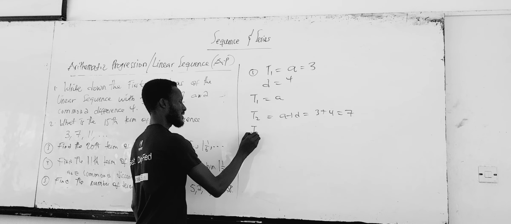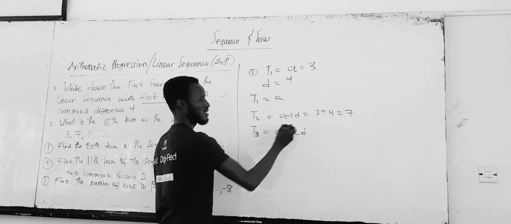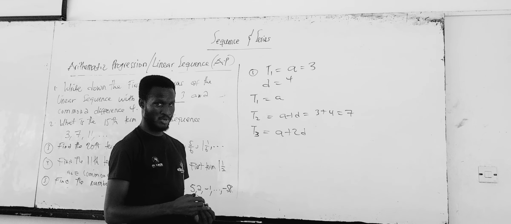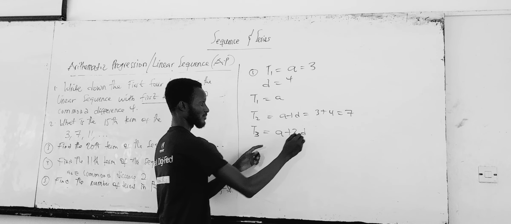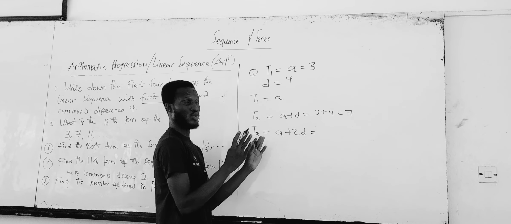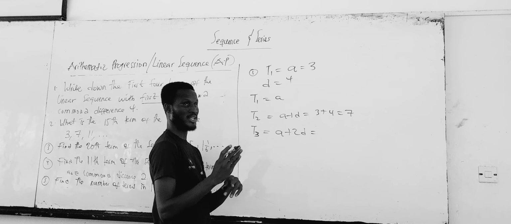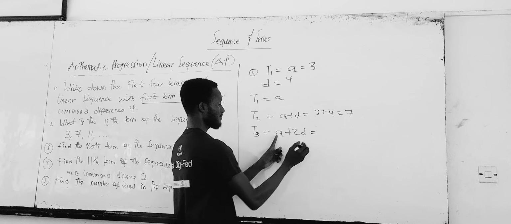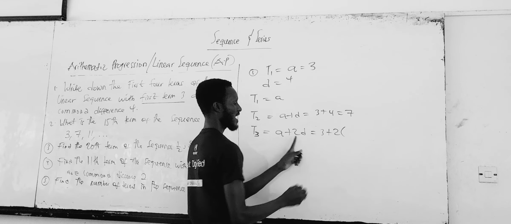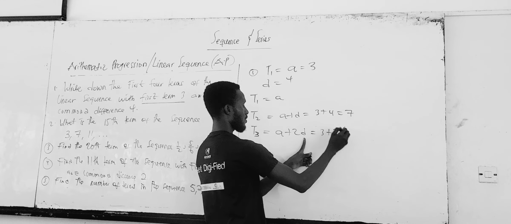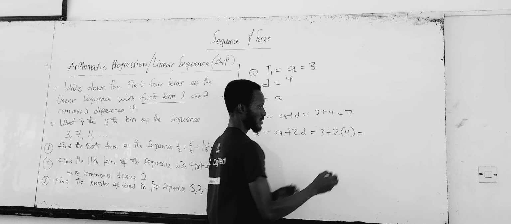Now let's move on to the third term. You know the third term has a formula a plus 2d. Go and visit the previous videos to know what I'm talking about, otherwise it will be something strange for you. Now it means we need only the first term and the common difference. That is all. So let's see. a is 3 plus 2 times d. d is 4. So this will give us 8 plus 3, which gives us 11.